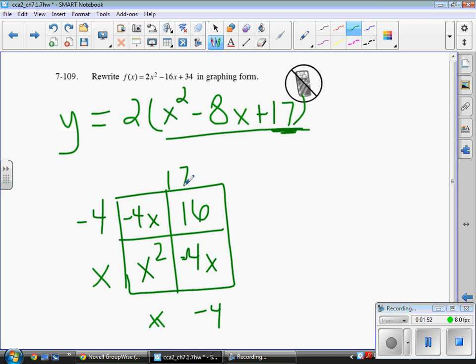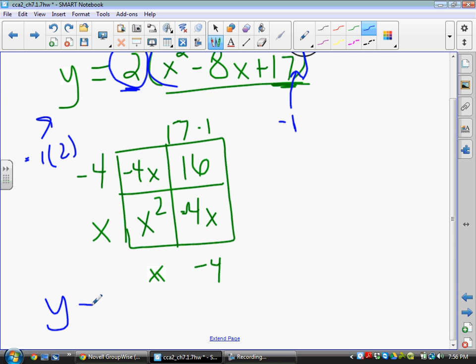I have too many tiles. I have too many units. So I'm going to subtract 1. When I do that, I'll write it up here. Inside this parenthesis, I'm going to subtract 1. And then over here, I'm going to subtract 1 as well. But also, this 2 is being multiplied by this whole stuff, so I'm really not just subtracting 1. I'm subtracting 1 times 2 because of this 2 right here. So let's rewrite it.